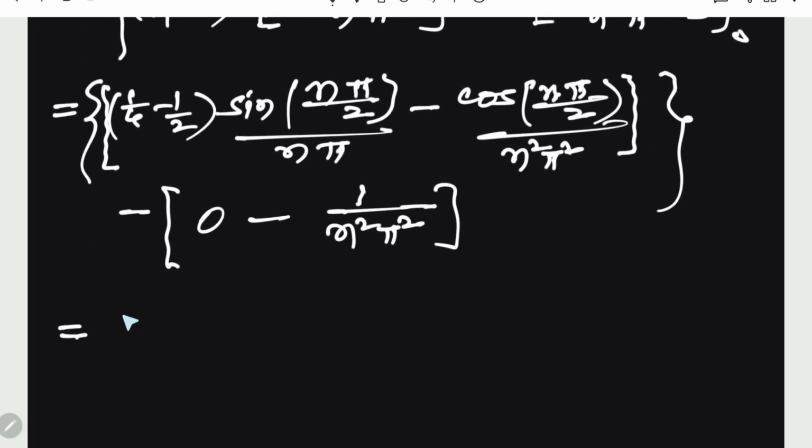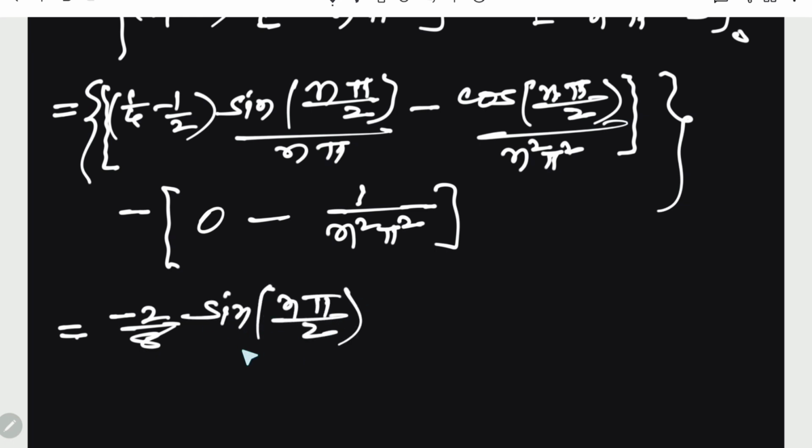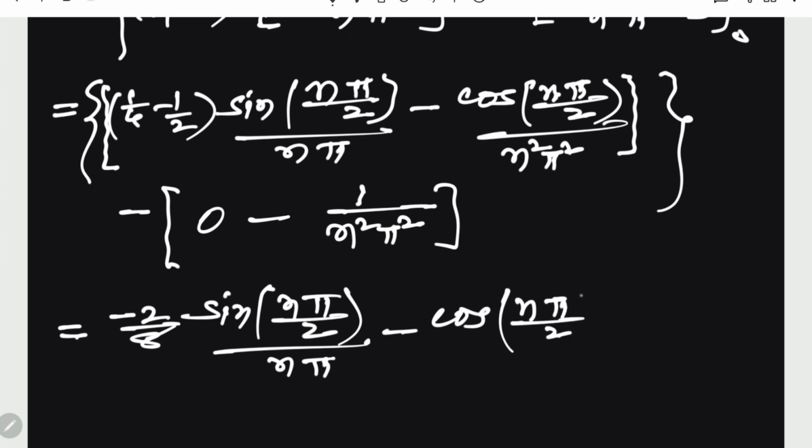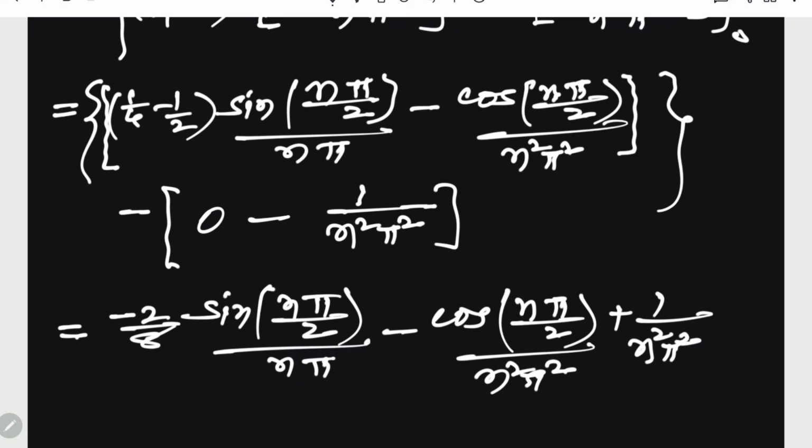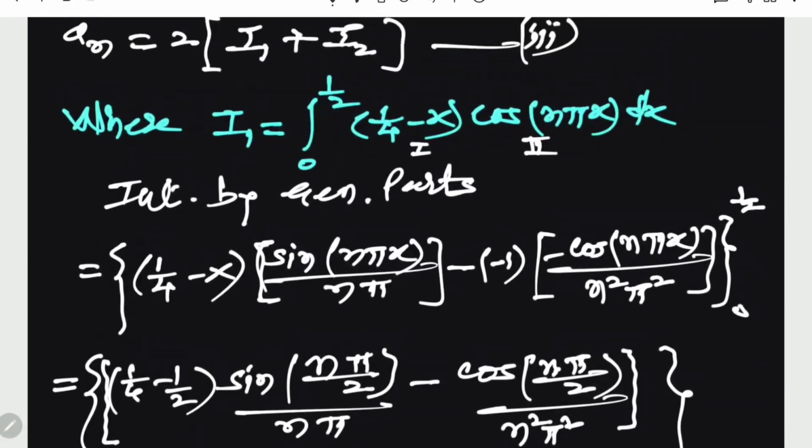Simplifying it further, it is minus 2 by 8 sine of n pi by 2 divided by n pi, minus cos n pi by 2 divided by n square pi square, and plus, minus minus becomes plus 1 upon n square pi square, and we call this equation number 4.